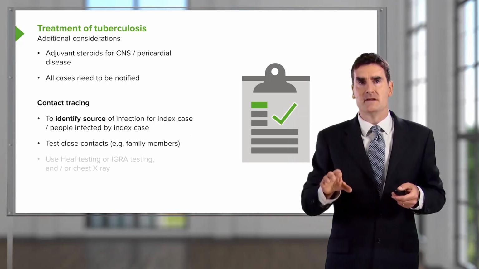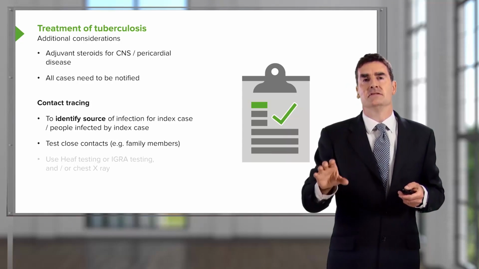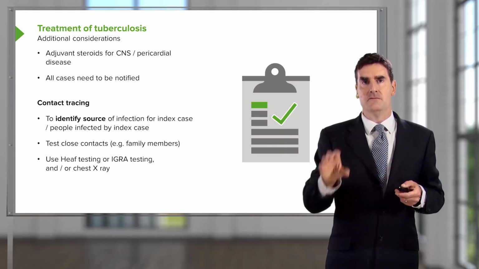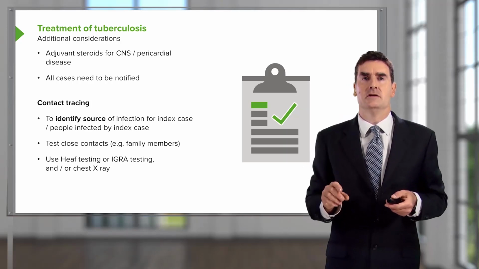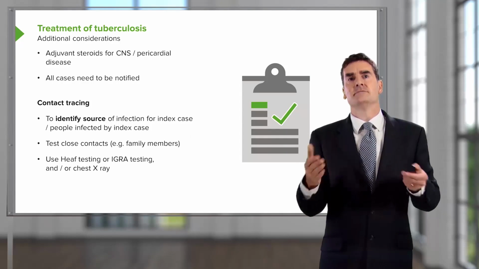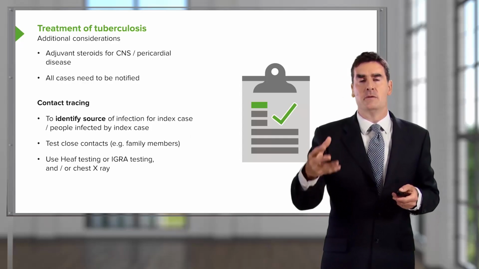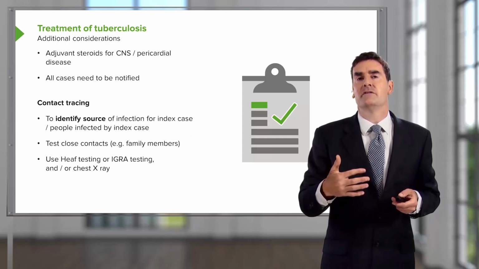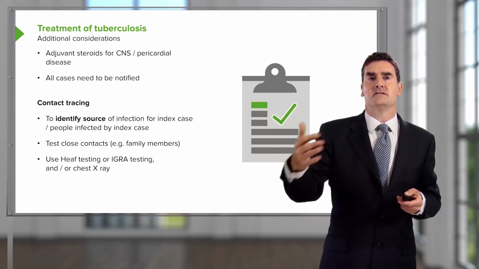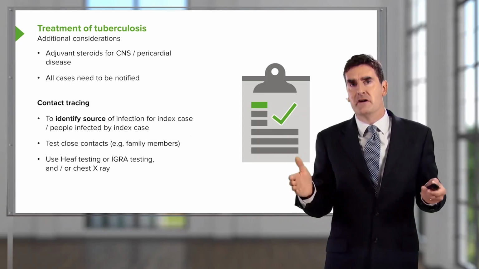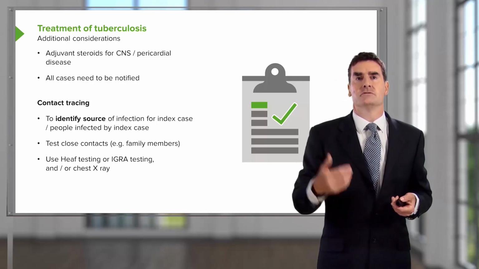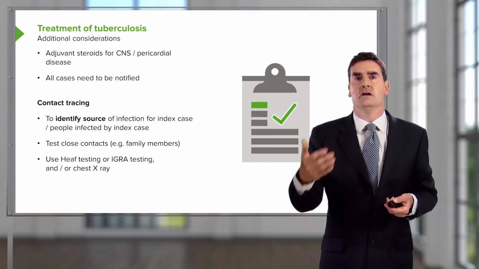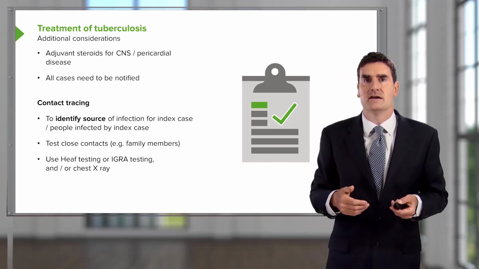What happens there is that if a patient with TB is identified, then who they live with will be tested to see whether they have active tuberculosis or latent tuberculosis as well. By this method, we can identify the source by which a patient has been infected and whether they've actually infected somebody else as well. This is very important for the control of the disease. The testing that we use is this immunological response to infection, the Heaf testing or the IGRA, and a chest X-ray to look for active disease.